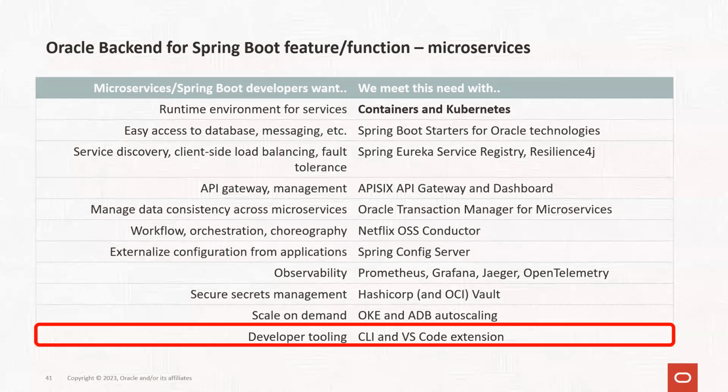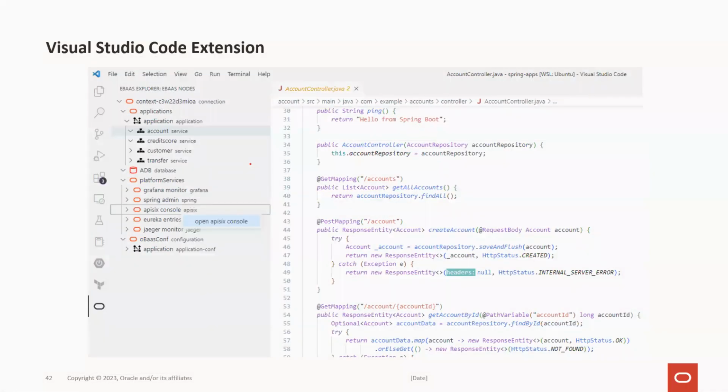And then the developers need developer tools to be able to build applications. So we're going to talk a little bit about the CLI. First of all, we built a Visual Studio Code extension. There's a little O down there on the left-hand side. Basically, you can deploy applications. You can look at all these platform services like Grafana, Spring Admin, the APISIX consoles. You can tunnel up to get access to them.